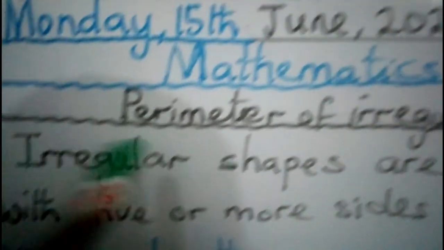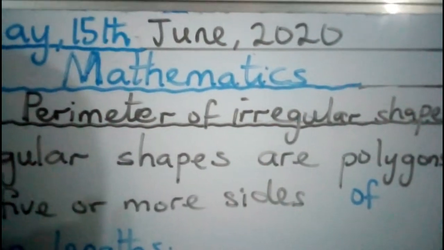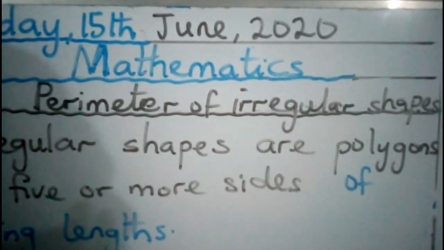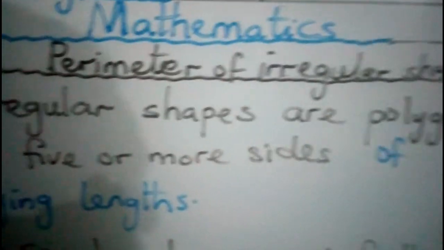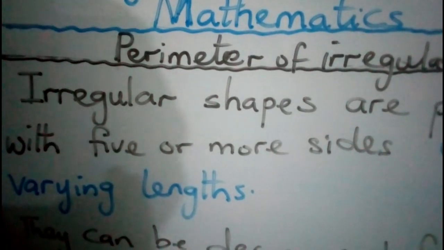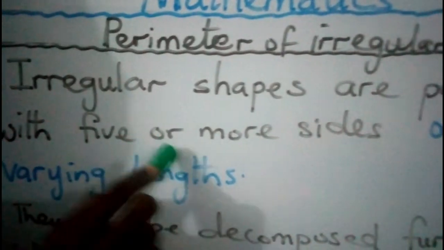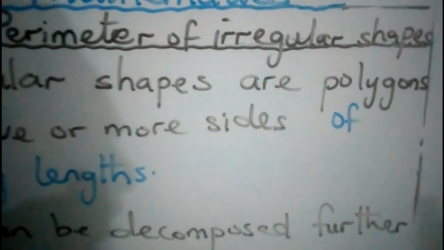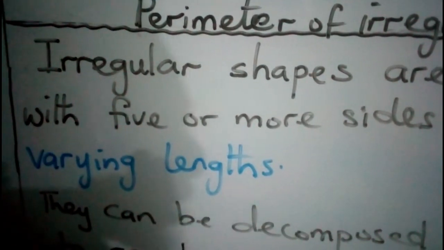Like I said, the topic is perimeter of irregular shapes. Before we look at how to find perimeter of irregular shapes, I would like us to define what irregular shapes are. Irregular shapes are polygons. Of course, we have talked about polygons in our previous classes. We said polygons are shapes with two or more sides. Irregular shapes are polygons with 5 or more sides of varying lengths, that is, the lengths vary. They are not the same.